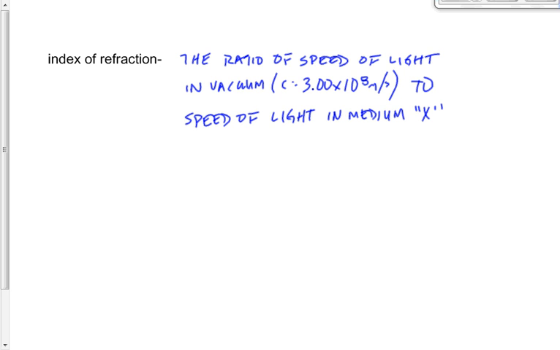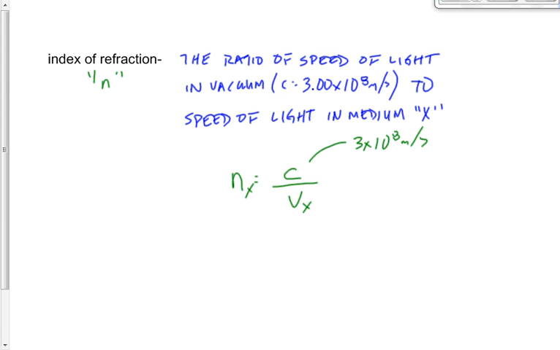So we can write this as a mathematical relationship. We can say n, which is the index of refraction, is equal to c, which, as we know, is 3 times 10 to the 8 meters per second, divided by v. So n_x for material x is going to be equal to c over v for material x, the speed of light in glass or air or water or whatever it is that you're trying to find the index of refraction for.